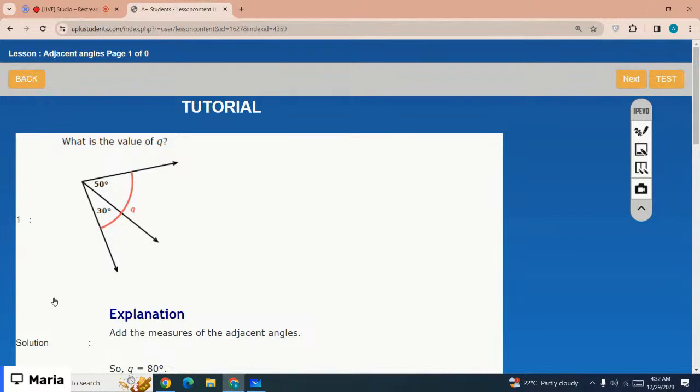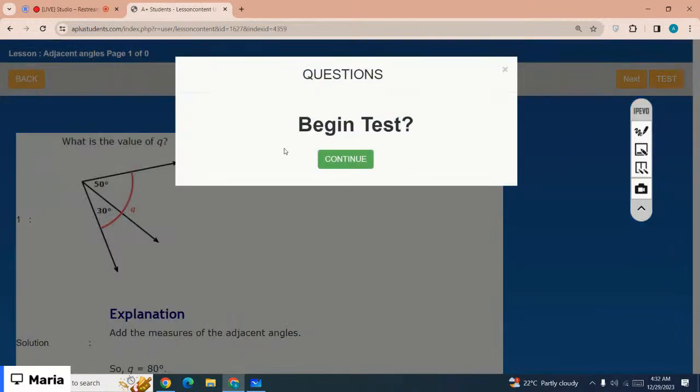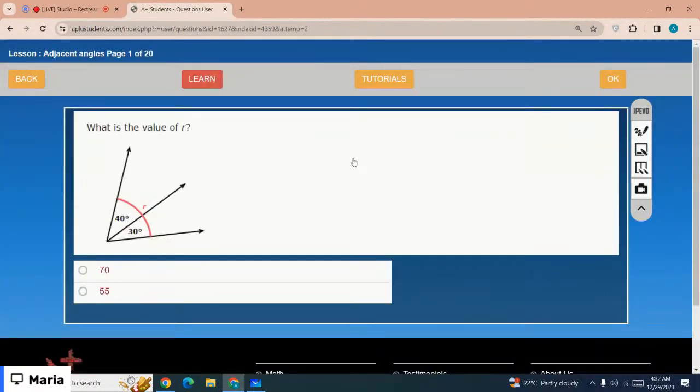So angle Q is the sum of 50 degrees and 30 degrees, right? We need to add them. 50 plus 30 equals 80 degrees. Add both the angles, so that is 80 degrees. Basically, the adjacent angles are the ones that are right next to each other. Got it? So, what is the value of R, which is the correct option?